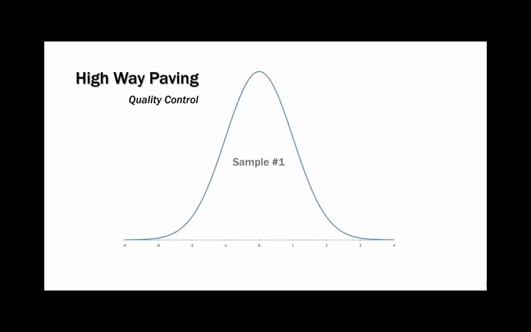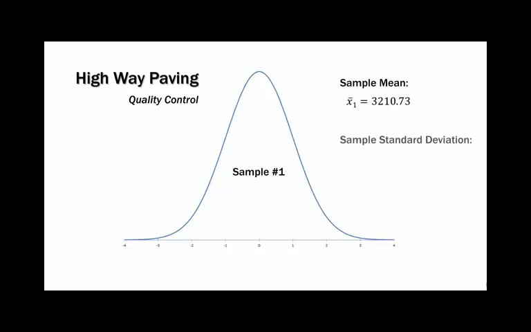Now that's going to have its own distribution. So here's our sample. This is the curve that represents the sample of 15 specimens. Remember, our sample mean was 3210.73. Standard deviation was 117.61. So the mean of our first sample is down there at the bottom, and you can see that it is X bar sub 1. And that little subscript 1 means that's our first sample.